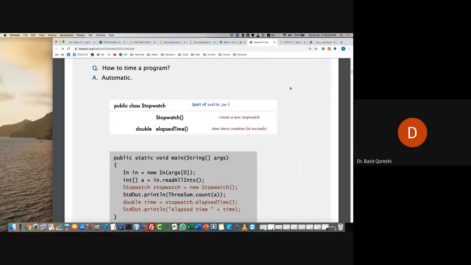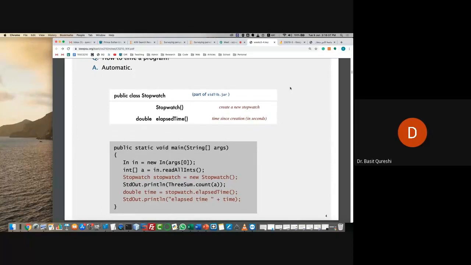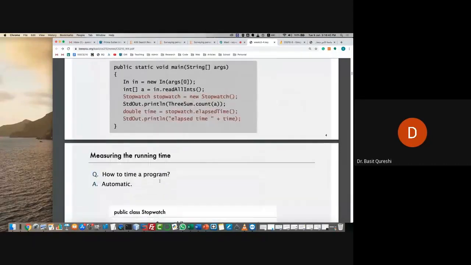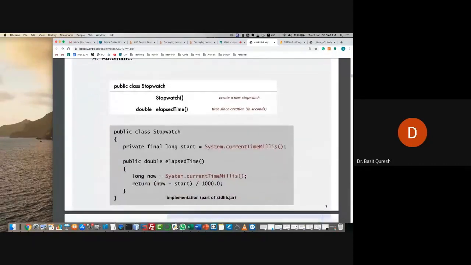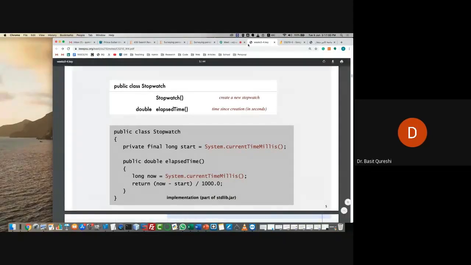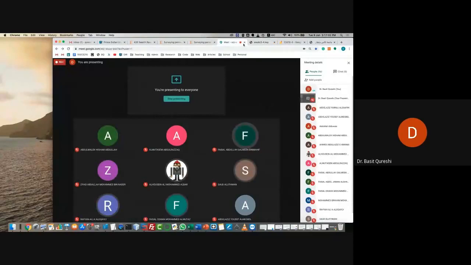So here's the code that I was talking about. We can write code to build our own stopwatch. All you have to do is call this system call. You can say system.currentTime in milliseconds. Have we studied this in CS101? Anybody? Are you guys still there?